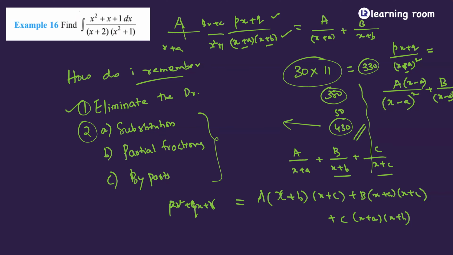B of x plus c. Correct. So bx plus c into... what did you get? A into x square plus 1 plus bx plus c into x plus 2. So if you want to find the value of a, what will you substitute the value of x as? 5.